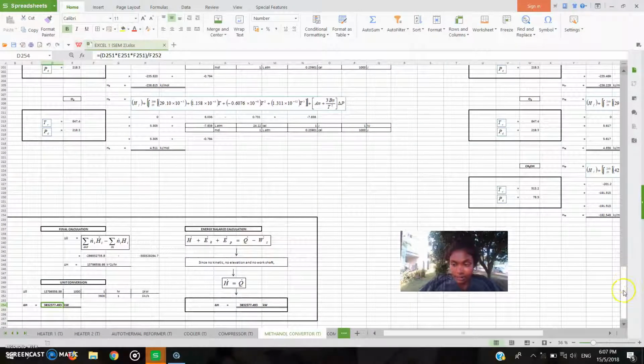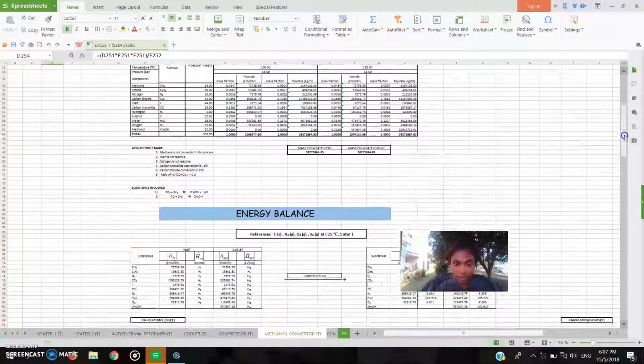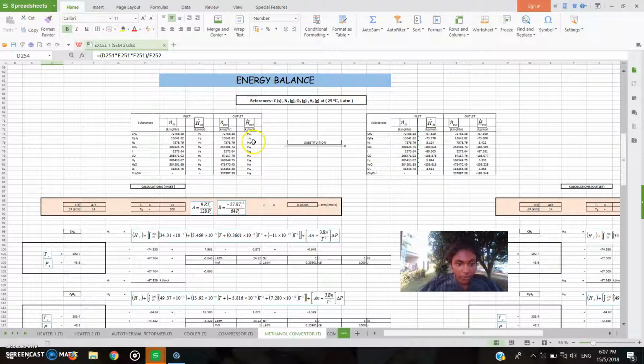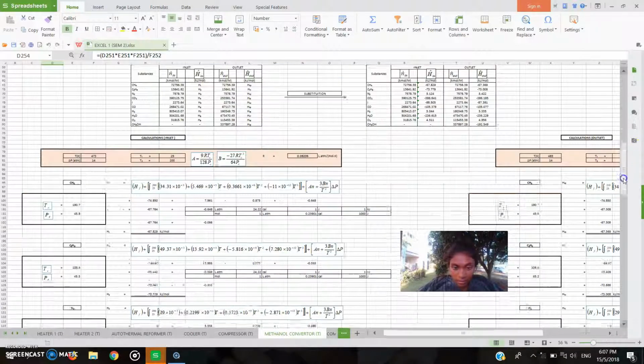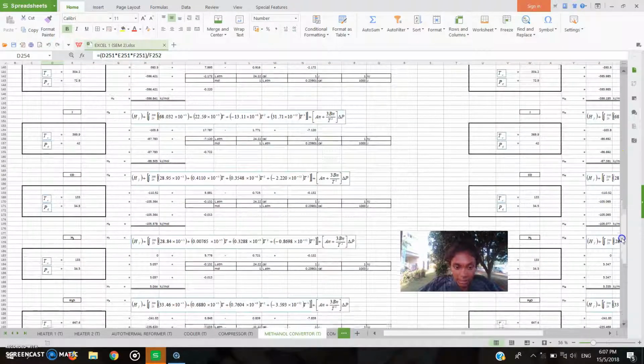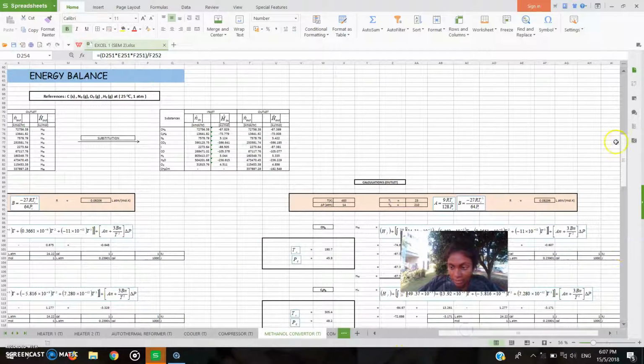The next one is my reactor. My reactor is a methanol converter to produce methanol. So my energy balance is the same as for the cooler, outlet minus inlet. So this is the table for inlet and outlet. On my left hand side is the calculation for inlet, and my right hand side is the calculation for outlet.